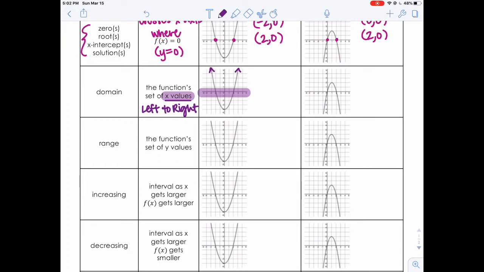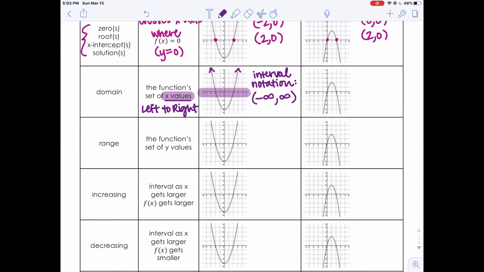So its interval, so we're going to use interval notation. Its interval actually starts at negative infinity and then swoops around and continues all the way to positive infinity. So we're reading the graph left to right, so smallest to greatest numbers on our x-axis, left to right.